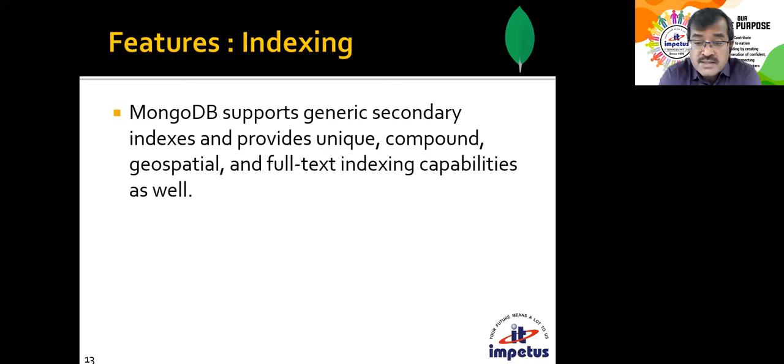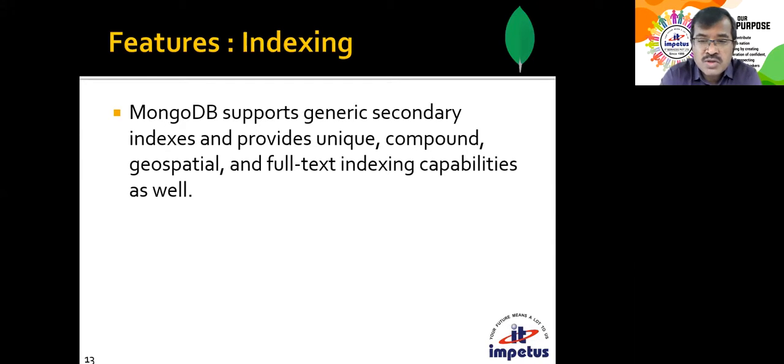So it provides support for generic secondary index. We call them secondary. Primary is on the unique key. Secondary can be on a duplicate key as well. It also provides unique, compound, geospatial and full text indexing capability. Full text indexing is okay, but geospatial is also something very important.